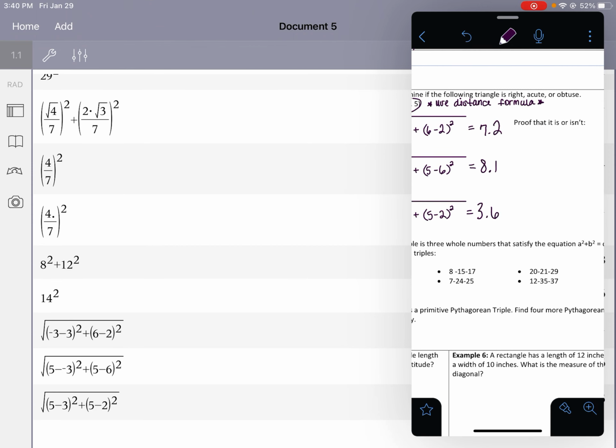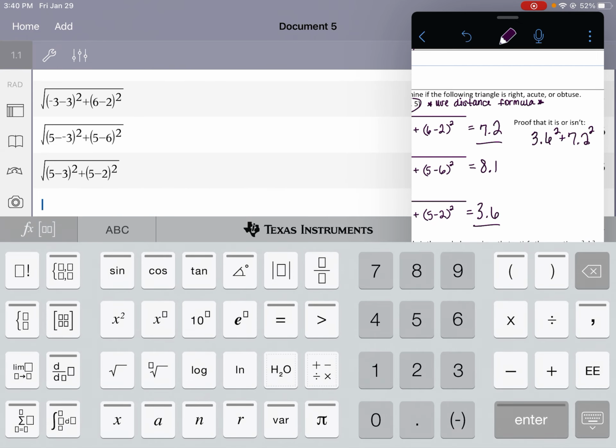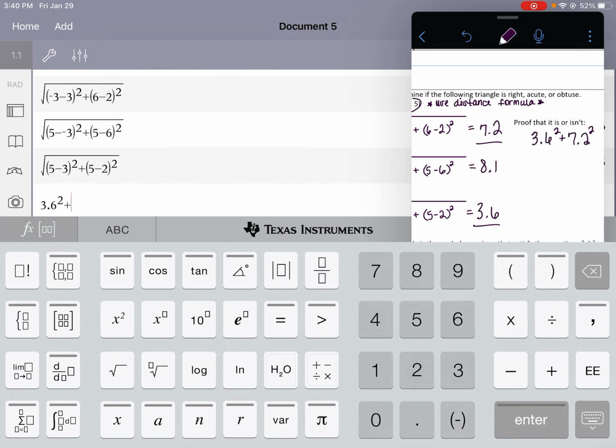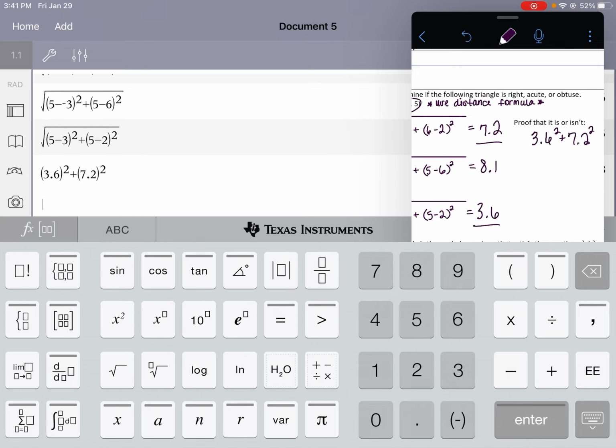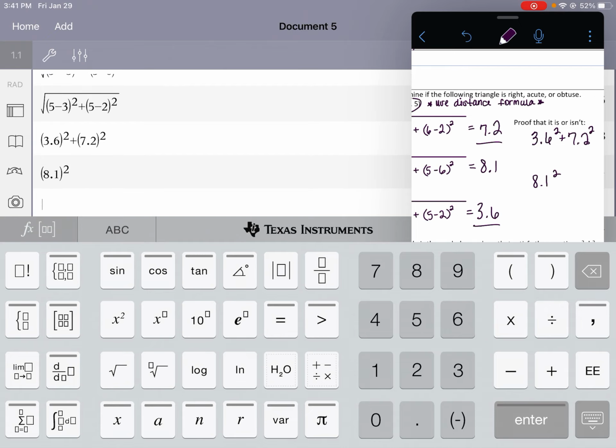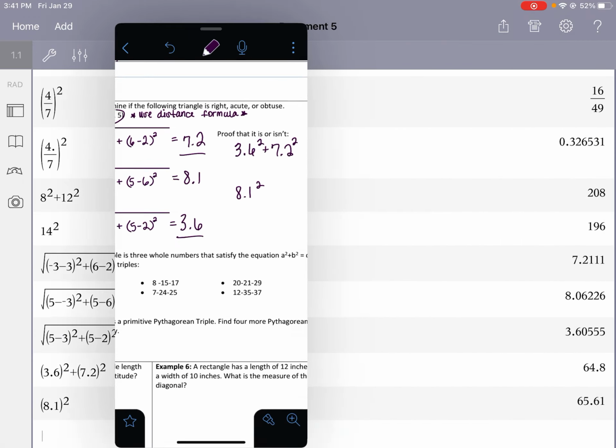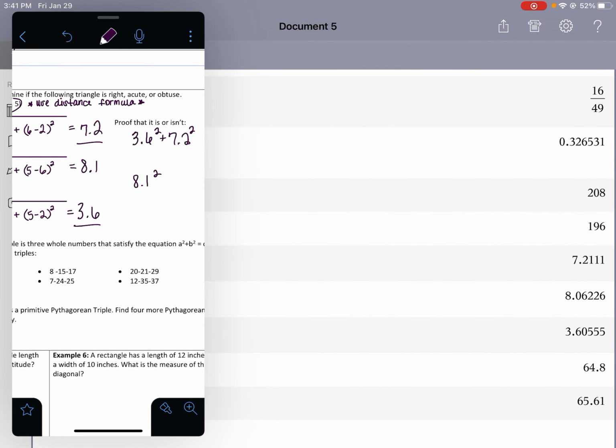So we have the two smaller sides, which would be the 3.6 and the 7.2. So let's add the squares of those. Okay, so that's going to be 3.6 squared plus 7.2 squared. And then I'm going to compare that to 8.1 squared. All right, let's take a look. So we have 64.8. And then we have 65.6.